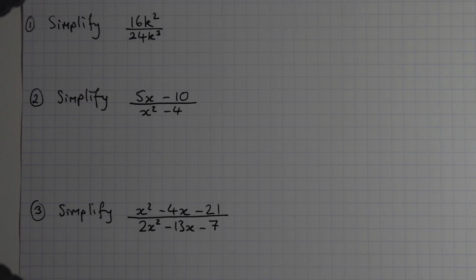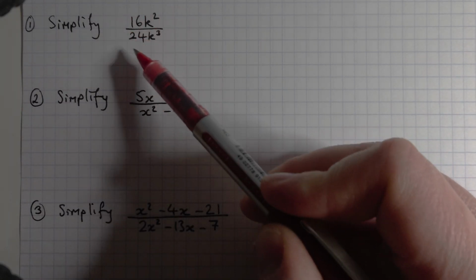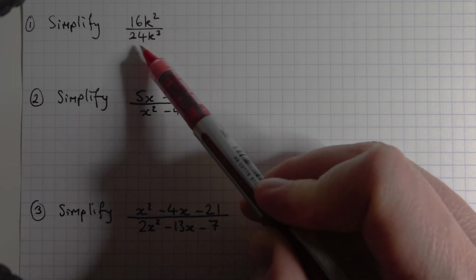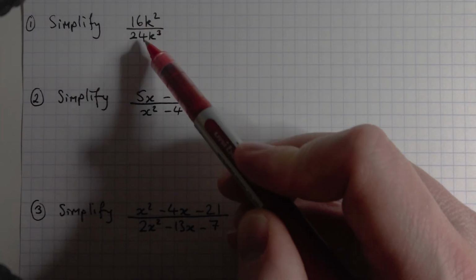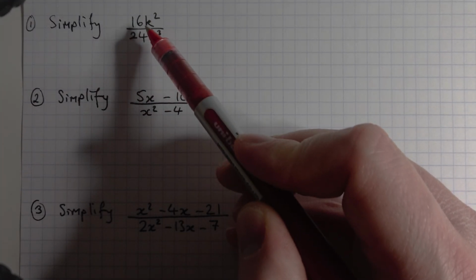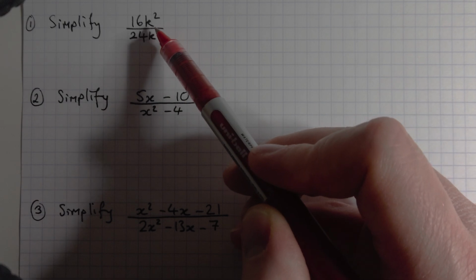Okay, so now we've revised those sort of background essential skills, we can use them. In each case, I'm given a fraction that's got algebra in it, and I want to simplify that as far as possible. These are called rational expressions. When you've got one expression divided by another expression, that's called a rational expression. Right, so here I need my first skill that we talked about. That's the laws of indices, basically, isn't it?